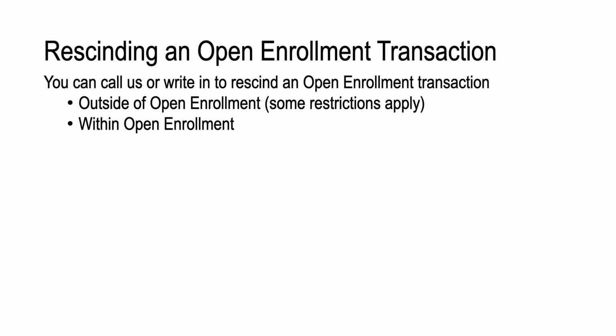Active employees would work through your employers to rescind a transaction. If you want to rescind your Open Enrollment transaction outside of the Open Enrollment window, you can only request to go back to the plan that you were previously enrolled in as long as you're still eligible for that plan. For example, if I decided after Open Enrollment that I didn't want to change my plan to Kaiser and I wanted to keep Blue Shield, I can call or write in any time before the plan change takes effect and request to rescind the plan change to Kaiser.